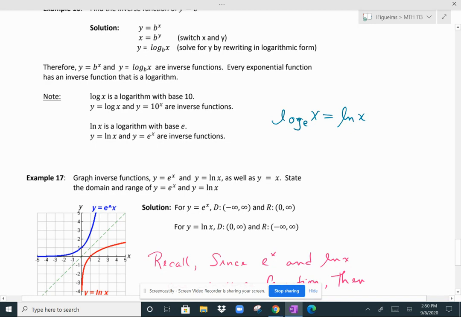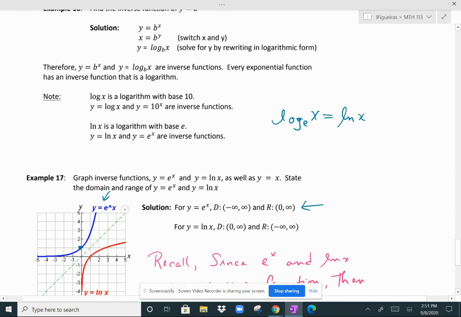So here we're going to graph e to the x and ln of x, as well as the line y equals x. Remember, that serves as like the mirror of the two graphs, and state the domain of both. So if you remember back when we first learned how to graph exponential functions, when your base is greater than 1, like e is 2.7 something, it increases from left to right, and it has a y-intercept at (0, 1). Its domain is all real numbers. Its range is all positive real numbers.